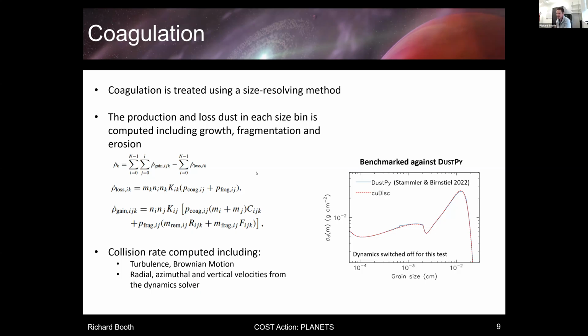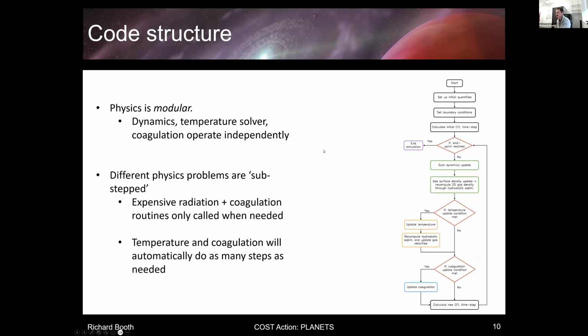So a key part of computing these rates is how quickly dust grains collide with each other. We do this including the standard physics, so turbulence and Brownian motion. This turbulence is treated using the formalism from Ormel and Cuzzi. For the laminar velocities, like the radial velocity and the azimuthal velocity, we take those directly from the dynamics solver and pass them into the coagulation routine. And so that works very nicely.